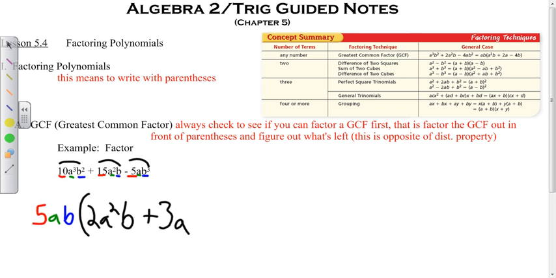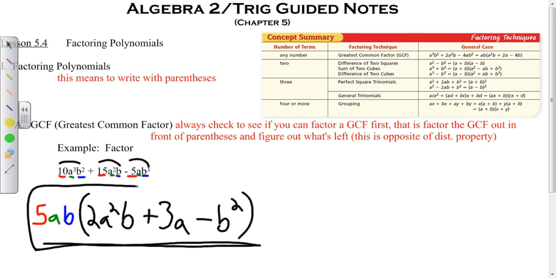5 out of negative 5 would be negative 1. So we don't have to write the 1 part, but we do have to maintain that it is a minus. A out of a is still, again, 1, so we don't have to write that part. And b out of b cubed becomes b squared. So in the end, we're left with 5ab times this trinomial, the 2a squared b plus 3a minus b squared.